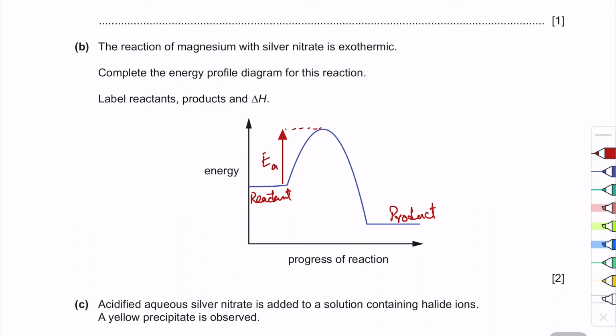And now we need to show the delta H. So delta H again, it's from the starting point to the ending point. So that's this one. And I will also connect this one with a dotted line to show that this is delta H. And there you go.